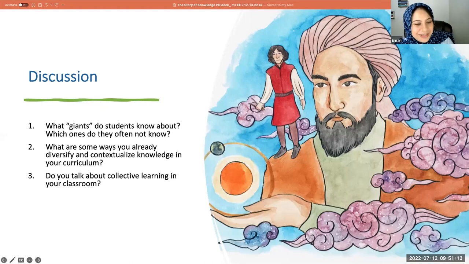So the first question, what giants do students know about? We can also say what ideas or big ideas, and which ones maybe would you like to incorporate a little bit more, but they don't really know? Feel free to use the raised hand function or the chat feature.